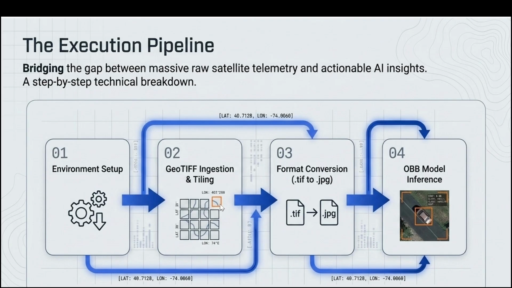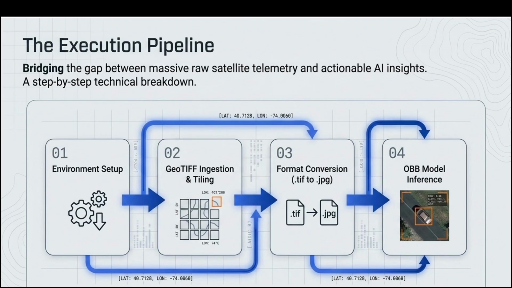So this GeoTIFF file, the satellite drone imagery, we create some tiling, and then we convert TIFF to JPG. I sent you the TIFF file. After creating the tiling, we convert TIFF to JPG. Then we apply the OBB model inference, because this OBB model is only applied to JPG format imagery. So we need to convert TIFF to JPG. Then we apply the OBB model inference and detect the objects.